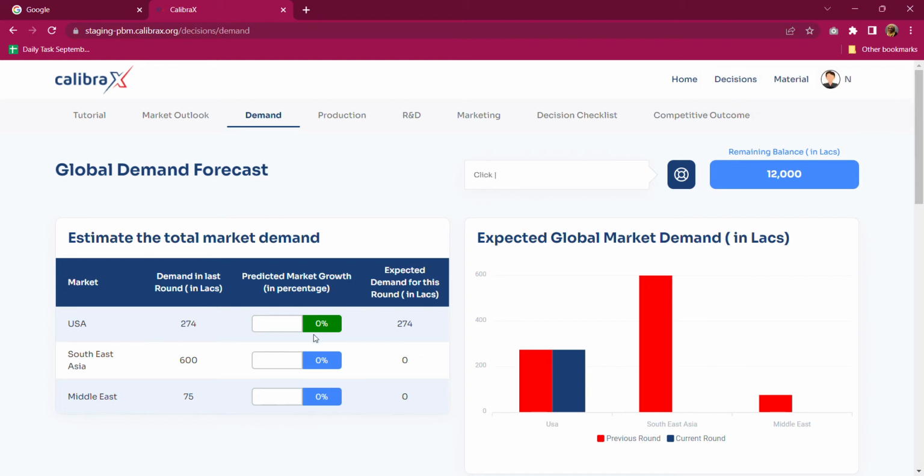You are also allowed to insert negative values in the input box, so if you feel the market outlook denotes a negative market growth. So here I am inputting the values.